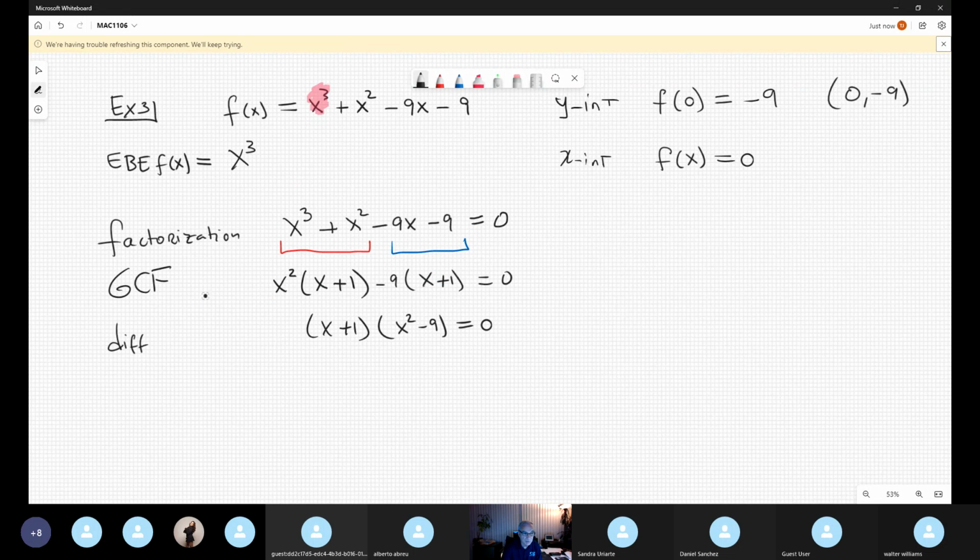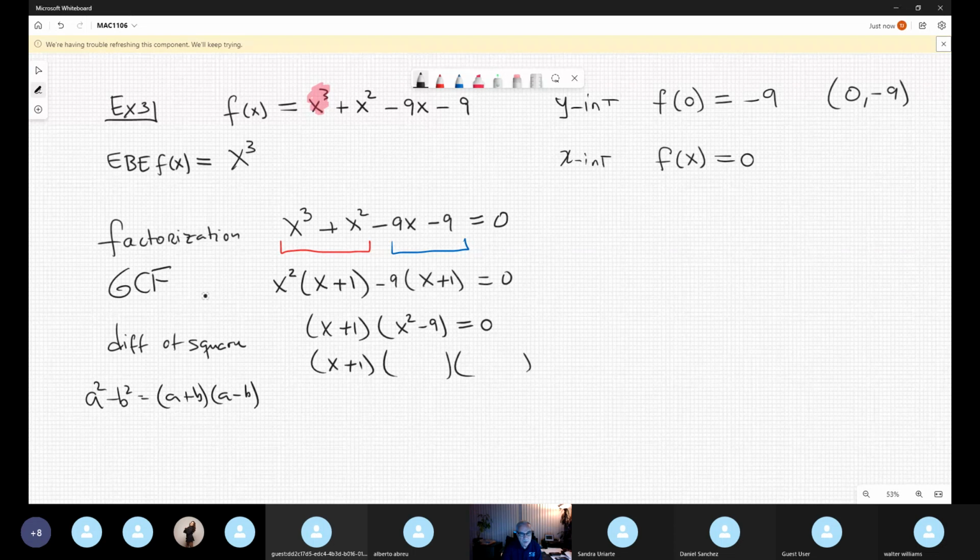Do you remember the difference of squares? The formula is a squared minus b squared equals a plus b times a minus b. Do you remember that from high school? Yes or no? Okay, so you factor the difference of squares: the square root of x squared is x, the square root of 9 is 3, plus or minus. Bang! And we have 3 factors.